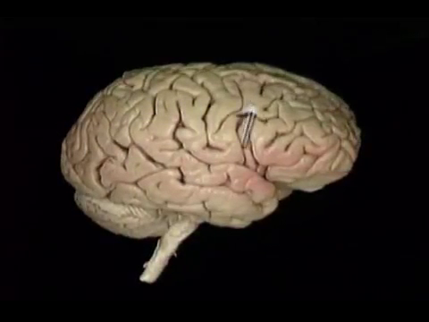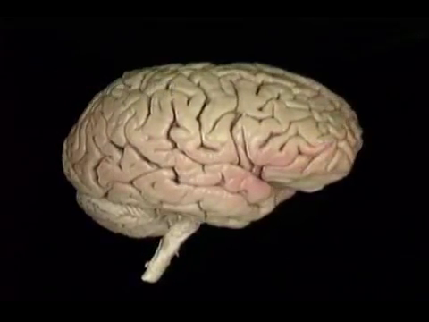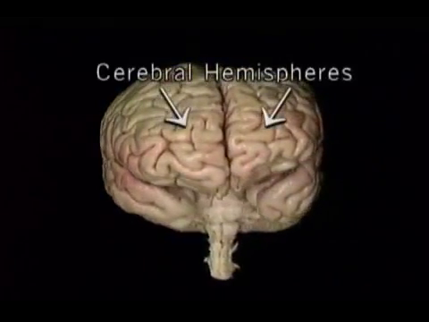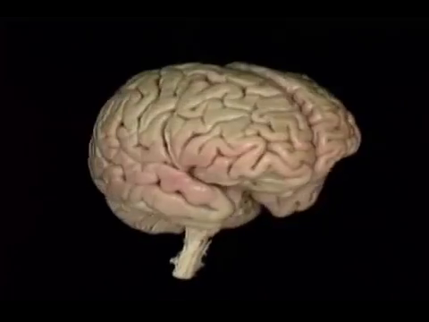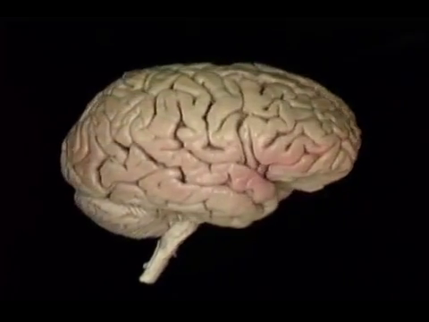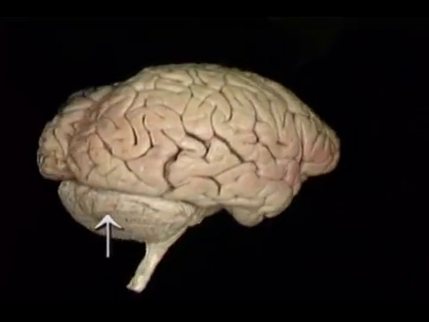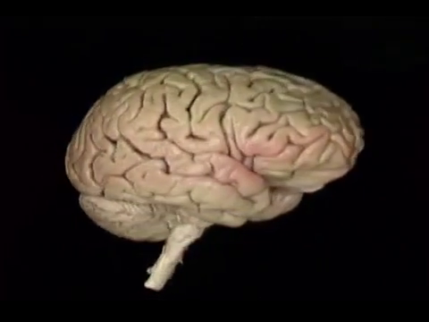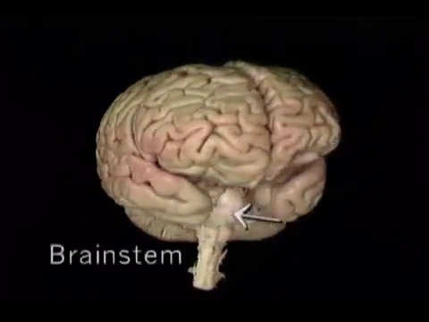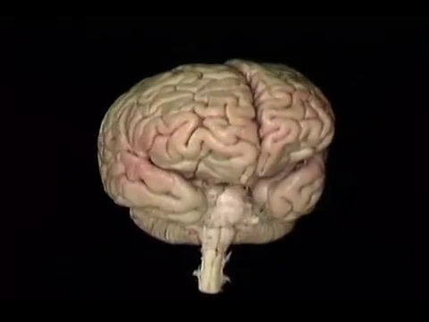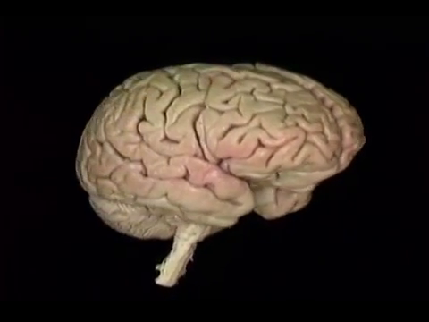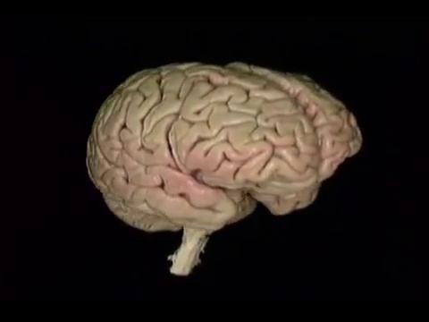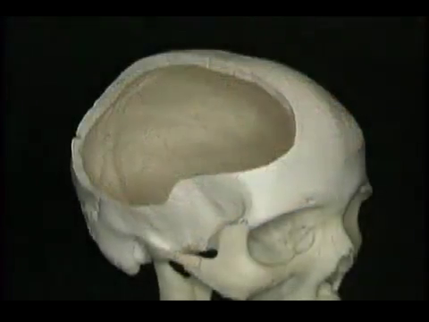Much the largest part of the brain is the cerebrum. The cerebrum is partly divided in the midline into two cerebral hemispheres. Below the cerebrum, and separate from it, is the smaller cerebellum. The cerebrum and the cerebellum both grow out of the brainstem. The brainstem becomes continuous below with the spinal cord. The brain is contained within the cranial cavity.